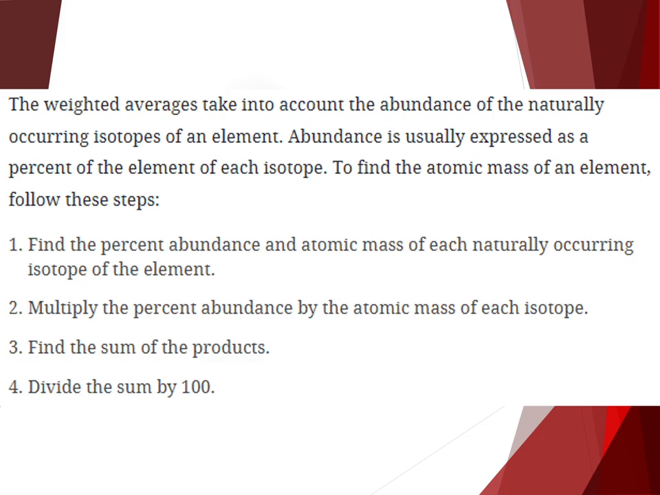Weighted averages take into account the abundance of the naturally occurring isotopes of an element. Abundance is usually expressed as a percentage of the element of each isotope. To find the atomic mass of an element, follow these steps. First, find the percentage abundance and the atomic mass of each naturally occurring isotope of that element. Next, multiply the percent abundance by the atomic mass of each isotope. Find the sum of those products, meaning add those numbers together. Then divide that sum by 100. Let's take a look at a sample problem.